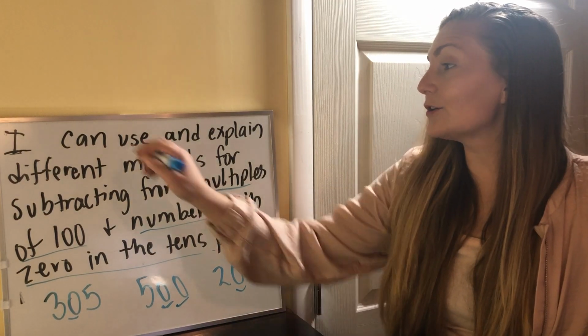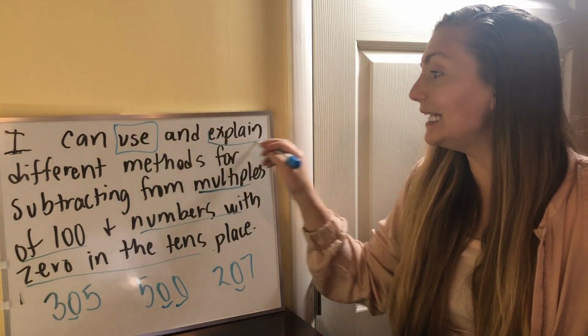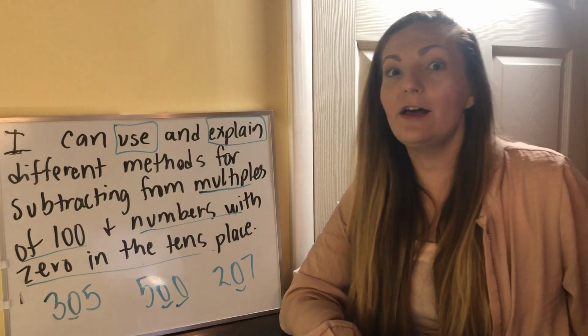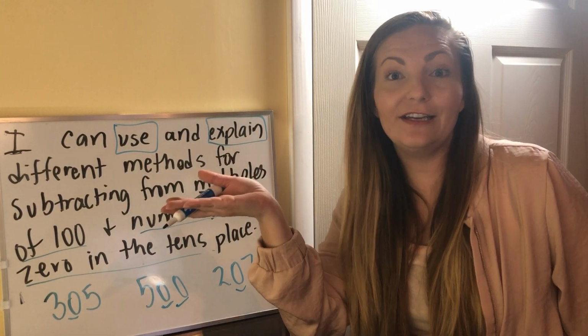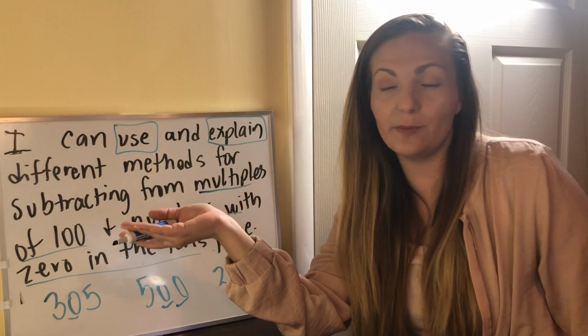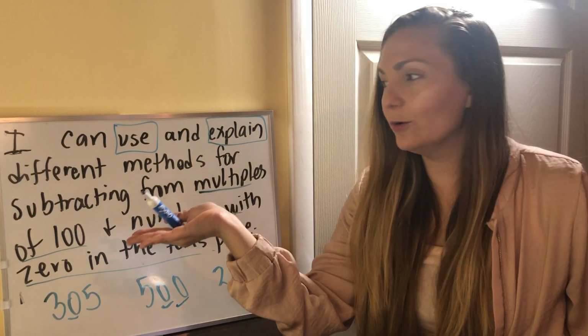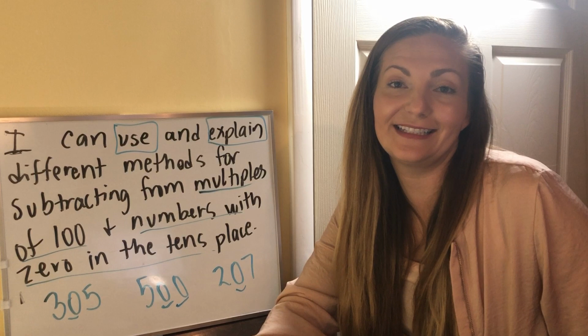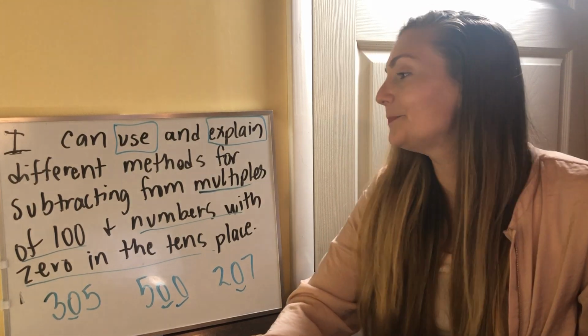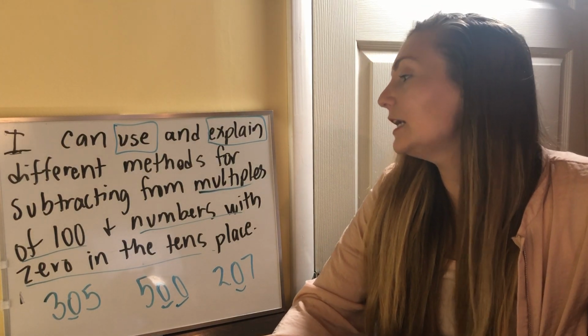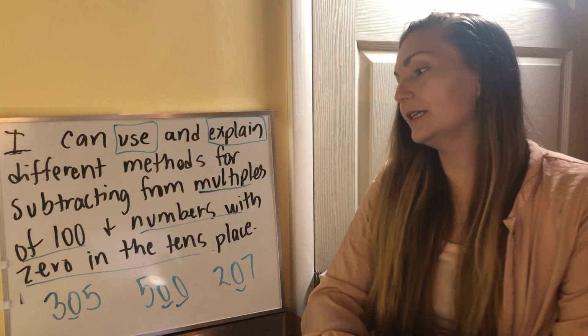So today we are using and explaining. You can explain it to yourself. You can explain it to me on the video. You can explain it to me later in a dojo message. You can explain it to your dog or your fish, or explain it to somebody at your house that's willing to help you out a little bit. So we're going to use and explain different ways to subtract today.